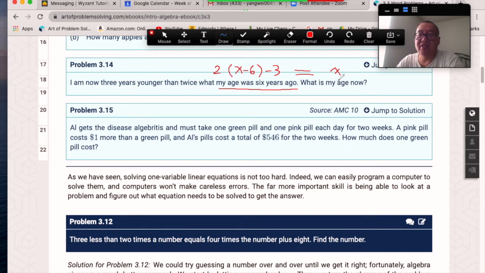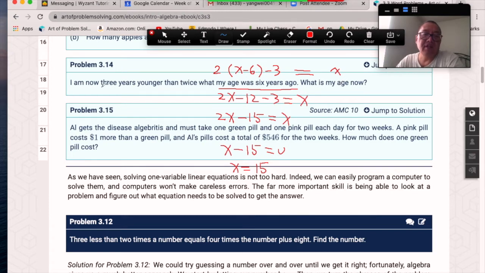The right side is already only one variable, so there's no way we can simplify. But the left side we can distribute. Get 2x minus 12, then minus 3 equals x. Then we can write this as 2x minus 15 equals x. Then both sides minus x, I got x minus 15 equals 0. Then both sides plus 15, then got x equals 15, right? So that means my current age is 15.